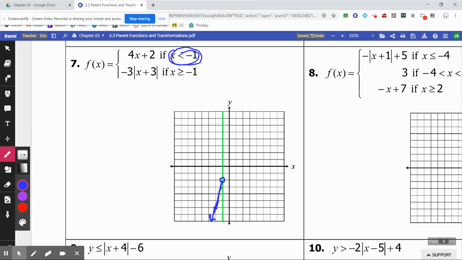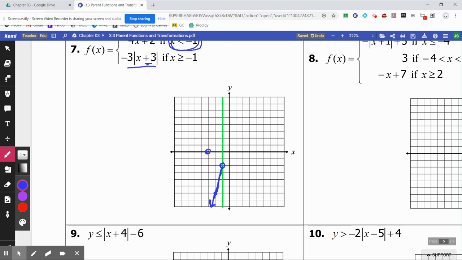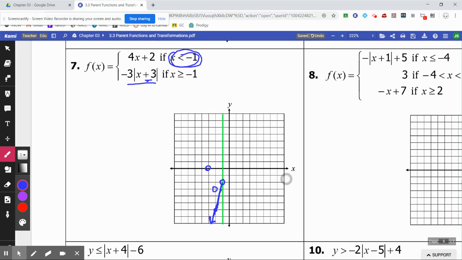Okay, and then on the right side, we have an absolute value graph. We're moving left 3 and up 0 to get to the vertex. So 1, 2, 3, there's going to be your vertex. We have a slope of -3 on the right side. So 1, 2, 3, and 1. Still an open circle. We're still not on our graph. We are going to include the line on this part of the graph.